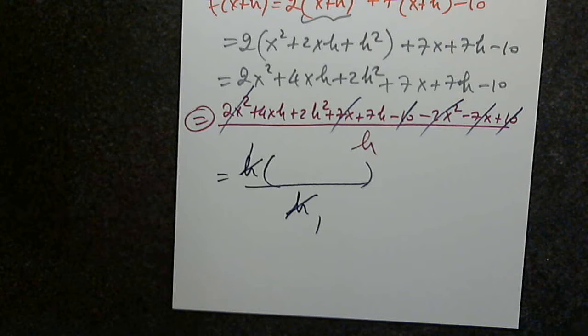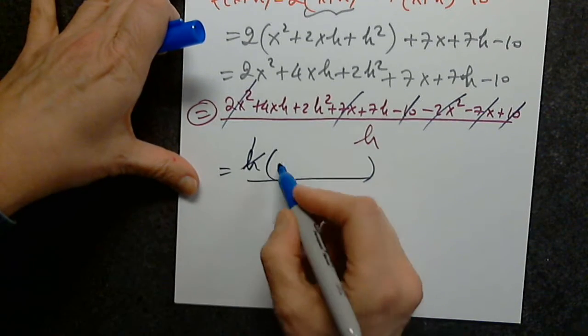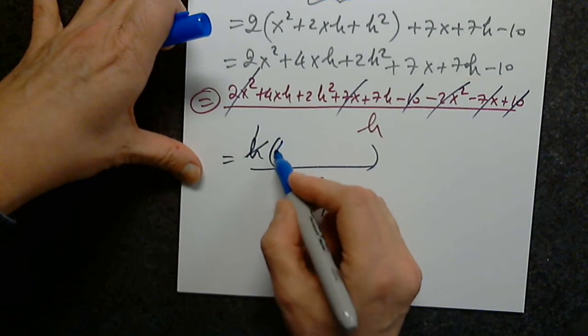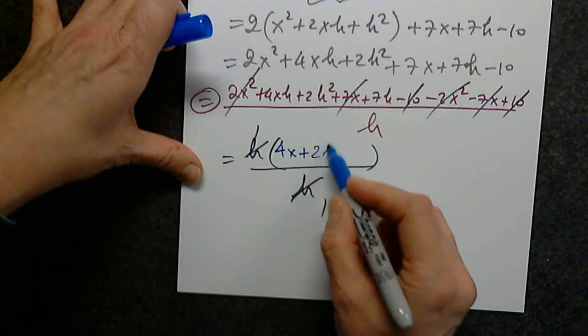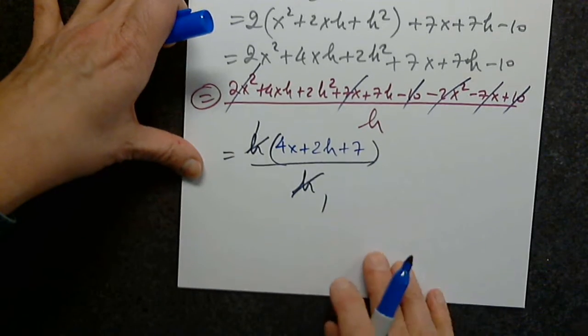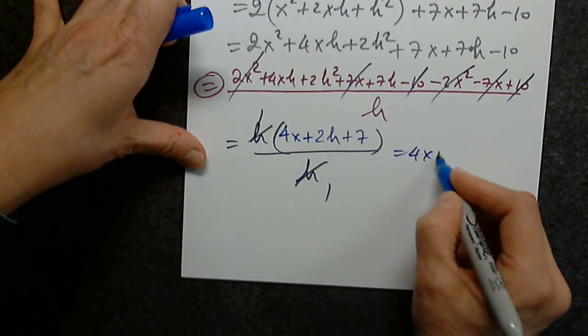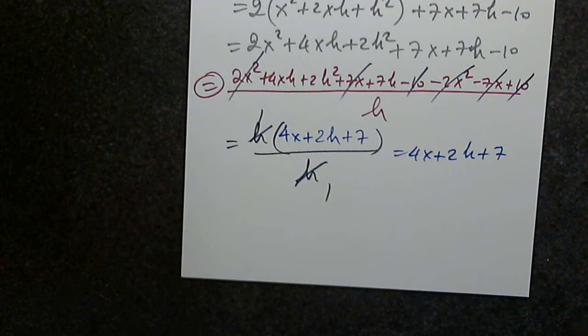Please do not cancel in a sum. You know, it's not allowed. So then, how many terms are left at the top? Yes. So from 4xh, you took out an h, and it's left. Very good. Plus, from 2h squared, you took out an h, and you have 2h. And from 7h, we took out the h, and we have 7. And that is the simplified form of the difference quotient for this function, which gives the rate of change between 2 points.